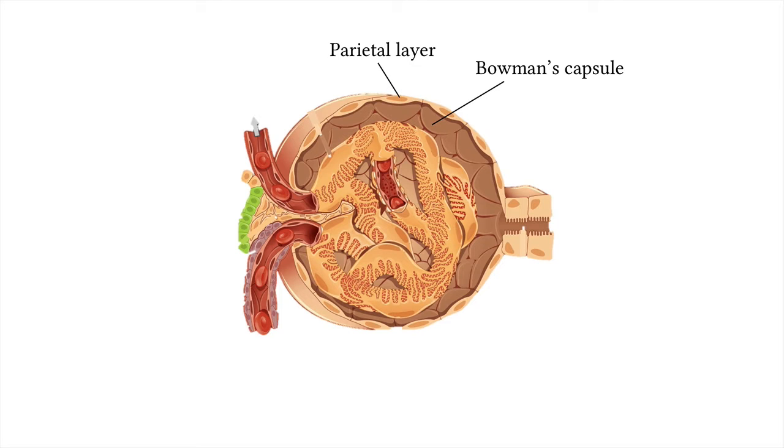The parietal layer is the outer layer, made up of simple squamous epithelium. The inside layer is called the visceral layer. This layer is porous. The cells in the visceral layer are called podocytes. They are specialized cells that attach to the glomerular capillaries via tiny processes called foot processes.